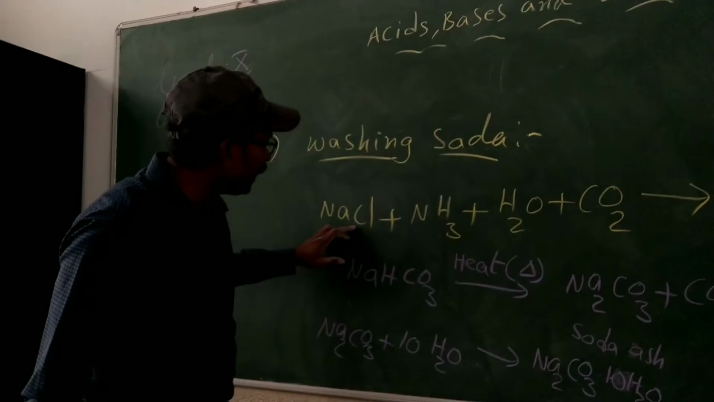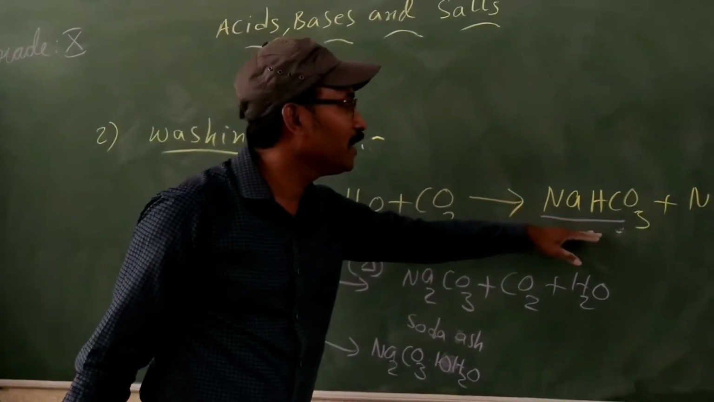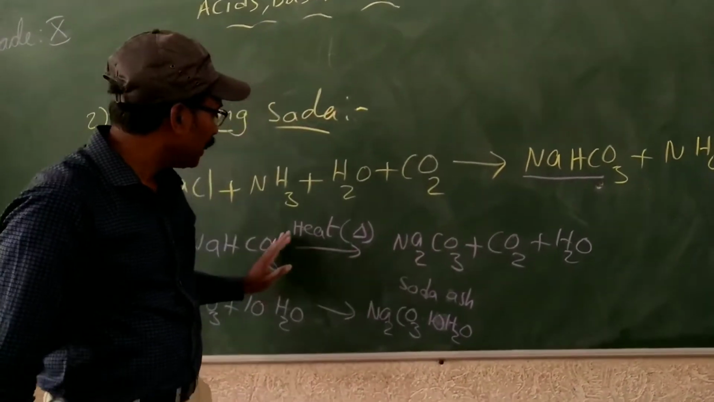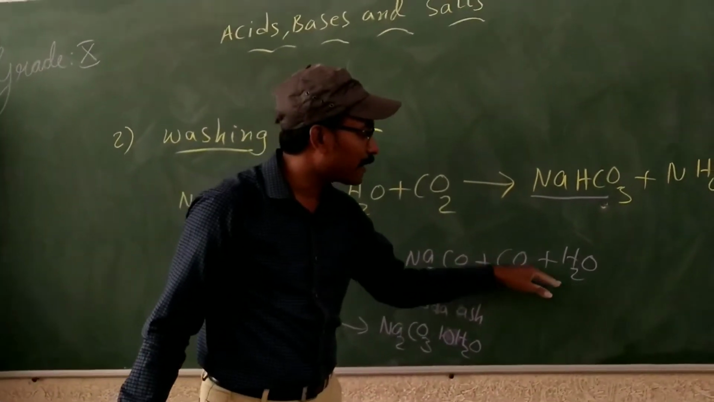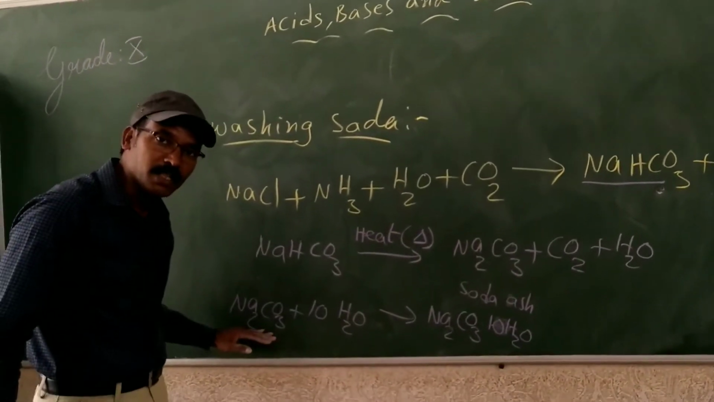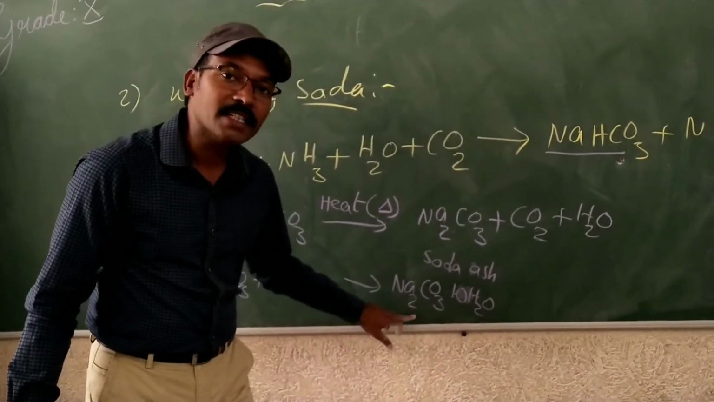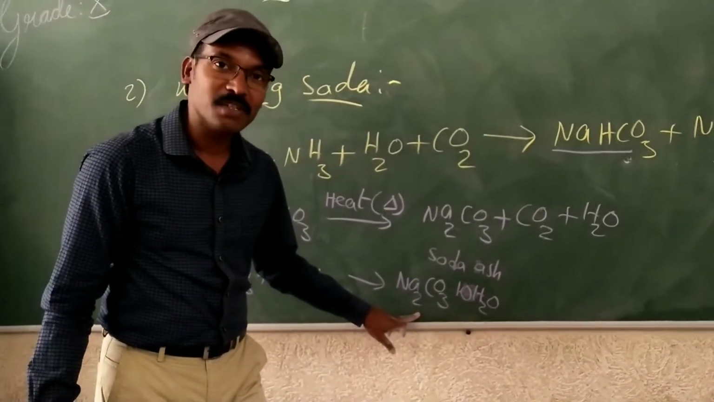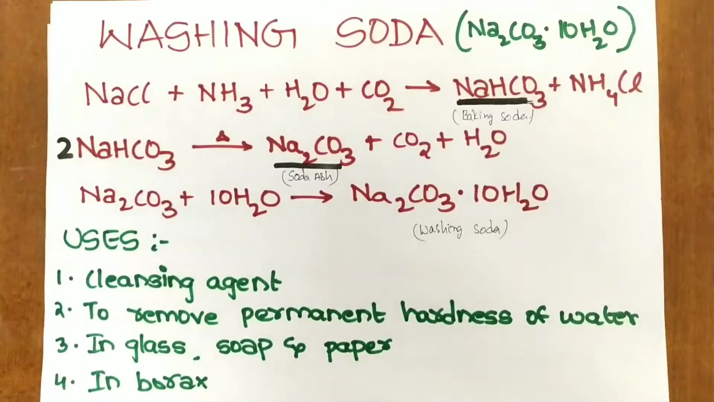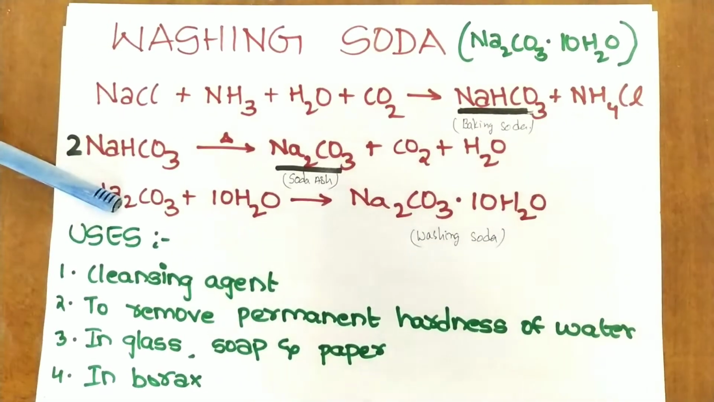And what are the main ingredients? Sodium chloride, ammonia, water and carbon dioxide. From this you get sodium bicarbonate. When you take the sodium bicarbonate and heat it, it gives you sodium carbonate, carbon dioxide and water. This sodium carbonate, when we combine it with 10 molecules of water, gives you Na2CO3.10H2O, which is decahydrated sodium carbonate, nothing but washing soda. Now let us see the uses of washing soda. This washing soda is produced by these three equations involved here.